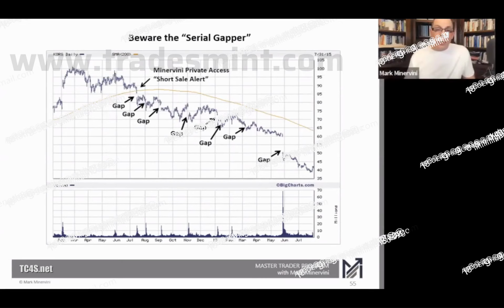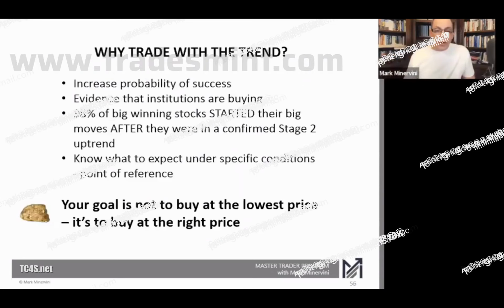This is where you want to be aware of these serial gappers, and when you're in a downtrend, you're in a stage 4. That's where you're going to get the serial gappers. In the stage 2, you're going to have the opposite. You're going to get those happy surprises. All right, so we're going to wrap this up.